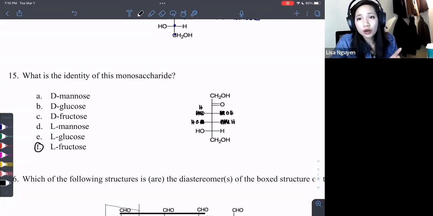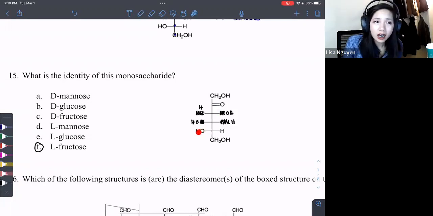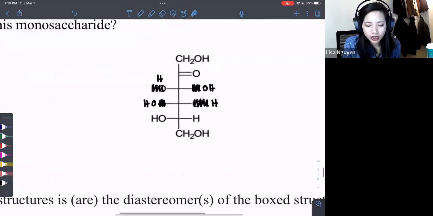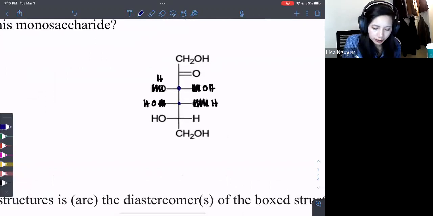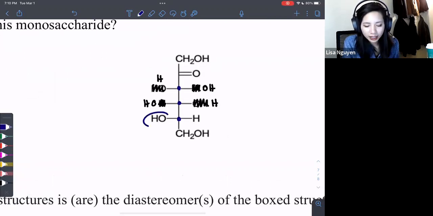That one, we know that it's fructose because it is a ketone. All right. And then the last OH is on the left side. The last OH that's on a chiral carbon is on the left side. So these three carbons are chiral. And so the D/L designation is always looking at the last chiral carbon.